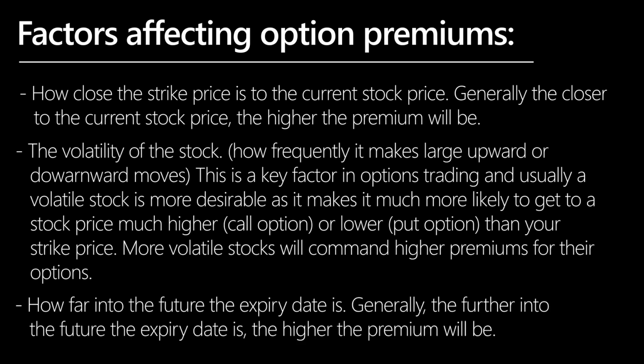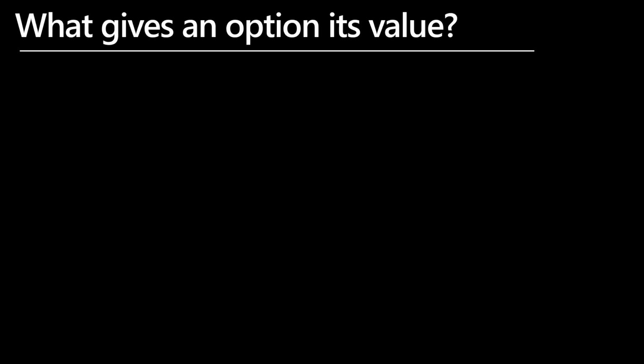The third factor is how far into the future the expiry date is, and generally, the further into the future the expiry date is, the higher you're going to pay for the premium. So let's talk about what gives options their value, and that's based on two metrics. The first metric is called intrinsic value.